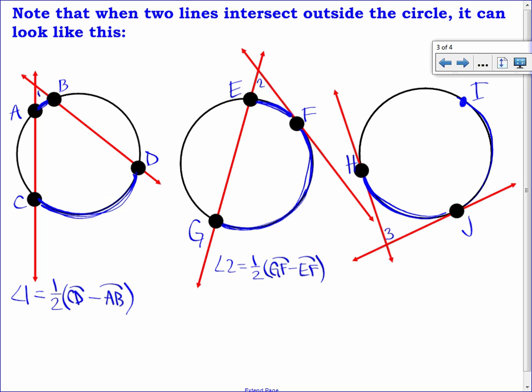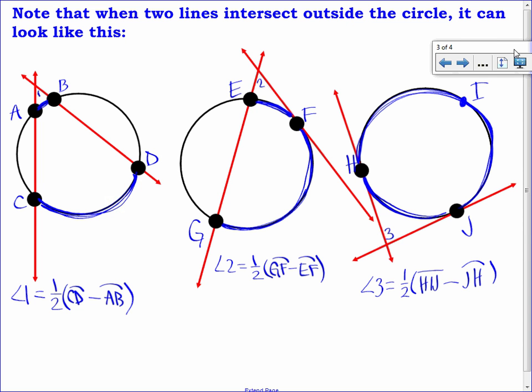So this one is going to be angle 3 is equal to 1/2. What two arcs are we going to subtract? What's the big arc? HIJ. So the big one minus. Yep. So all the same formula where we subtract the two. Okay, but it's going to be always the big one minus the little one. Questions on that?